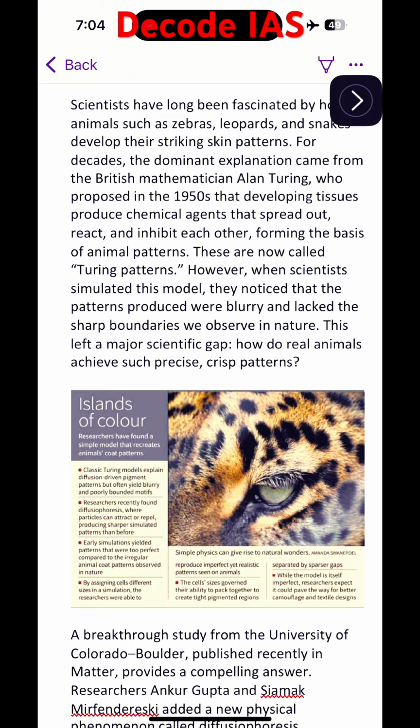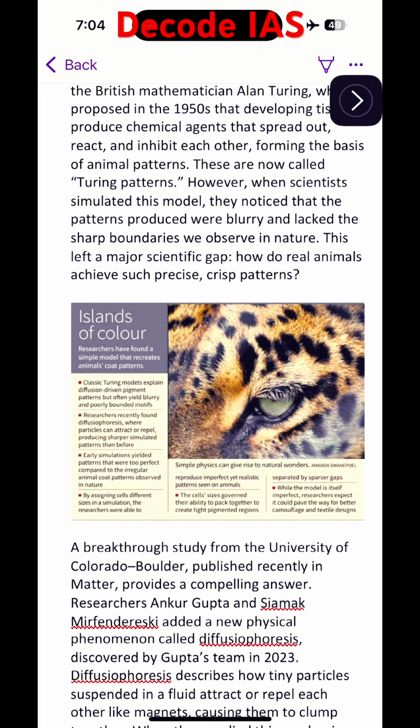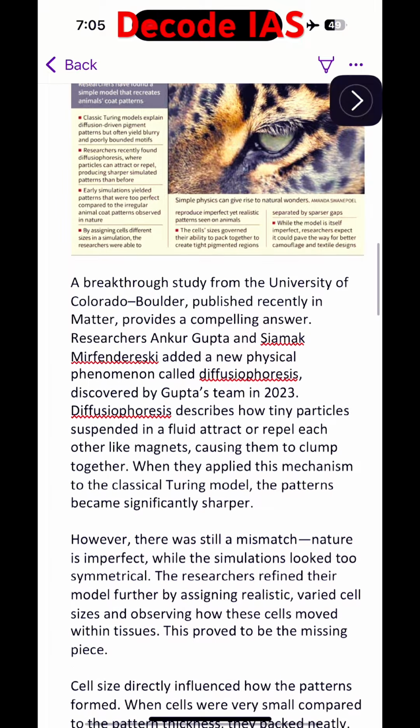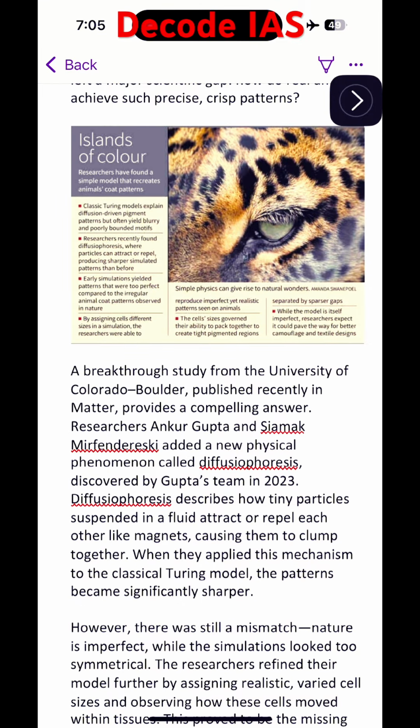However, when scientists simulated this model, they noticed that patterns produced were blurry and lacked the sharp boundaries we observe in nature. This left a major scientific gap. How do real animals achieve such precise, crisp patterns? A breakthrough study from the University of Colorado Boulder, published recently in Matter, provides a compelling answer.